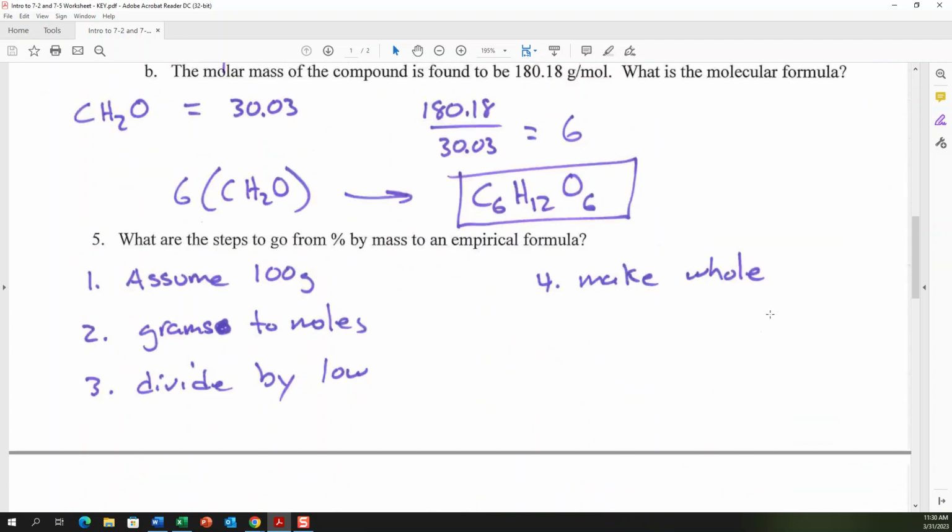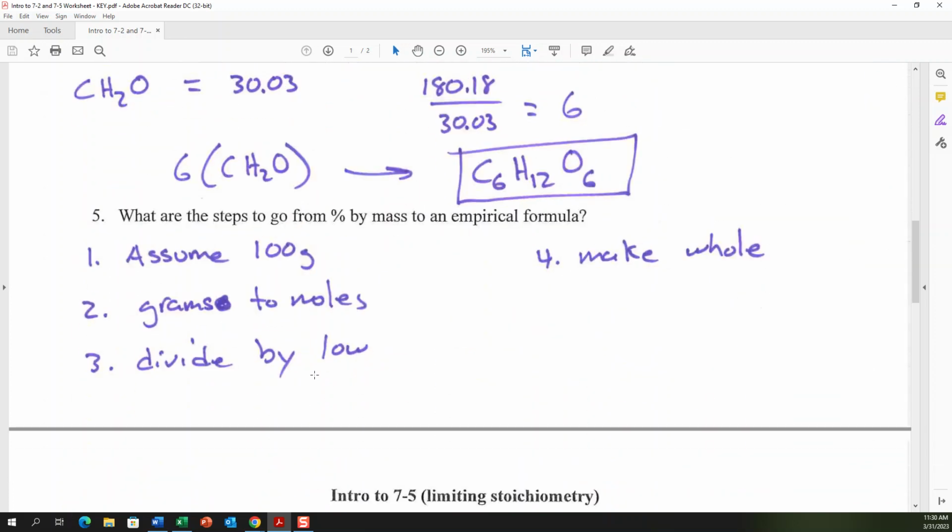But sometimes, every once in a while, you might end up with a fraction. You might end up with like 2.5, or you might end up with 1.33 or something like that. So the very last step is make all of them whole numbers. So what do you think you do when you get a half? You double everything. What do you think you do if you get 0.33? You triple everything. So sometimes you might have to multiply by 3 to make a whole number. You might have to multiply by 2 to make it a whole number. Maybe you get 0.25, maybe you get 0.75, so you have to multiply by 4.